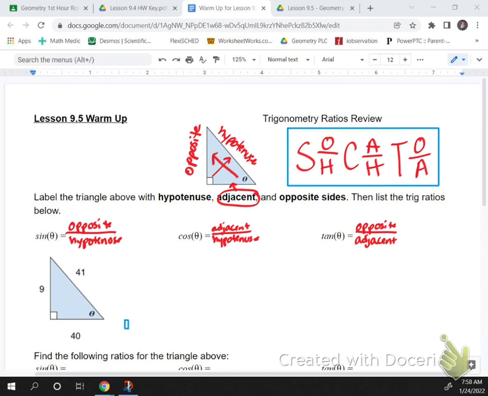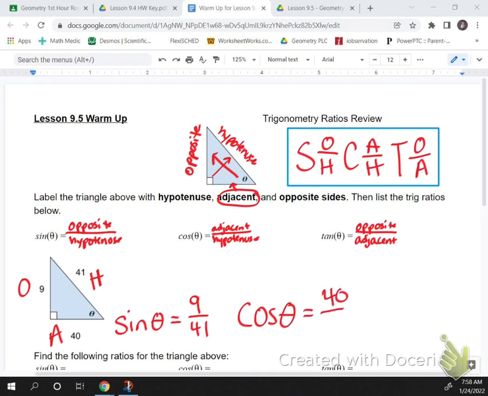For sine of theta, what was the fraction you got? 9 over what? 41. 9 over 41. Opposite, hypotenuse, adjacent. How about the cosine of theta? 40 over 41. And finally, tangent. What's the last one? 9 over 40. Can I simplify any of these fractions? I cannot. If you could reduce, you would reduce.